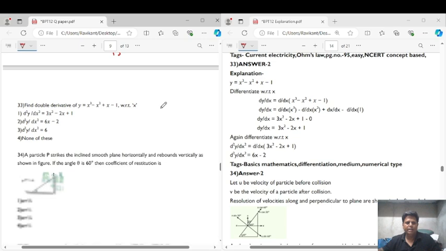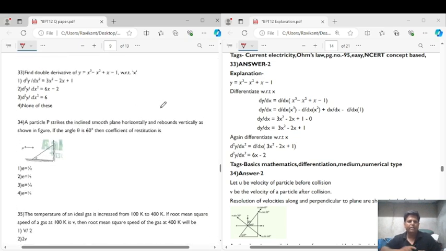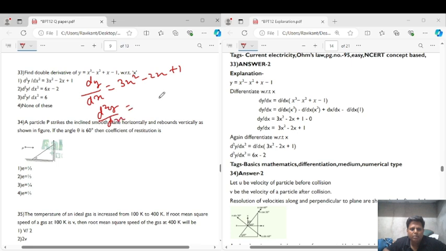Let's come to question number 33. Question number 33 says to find the double derivative of y is equal to a. Differentiating it first, dy by dx will be equal to 3x square minus 2x plus 1. Now differentiating it again, d2y upon dx square will be equal to 6x minus 2. So the correct answer will be 6x minus 2, option 2, right? Now let's get into question number 34.